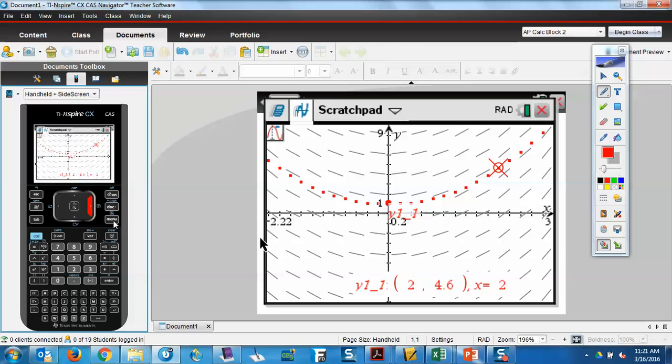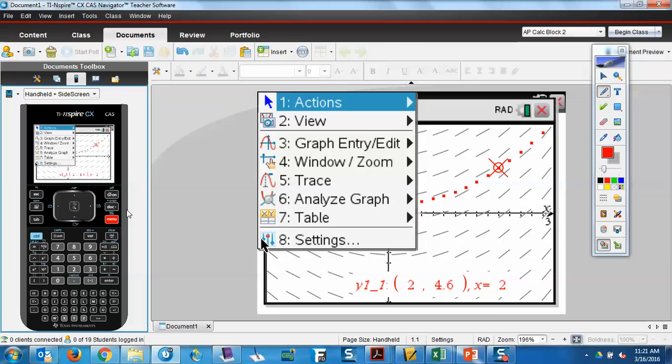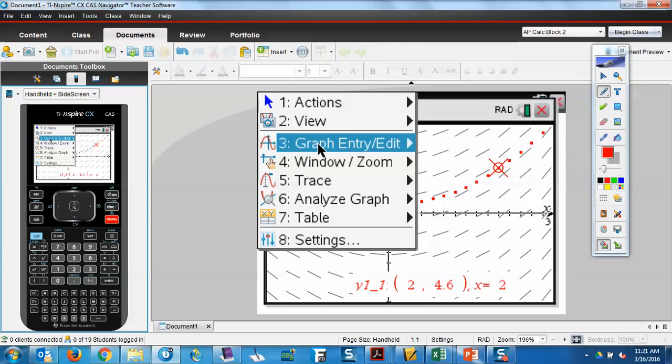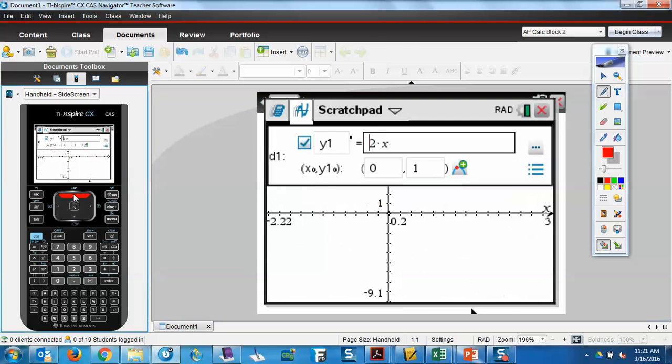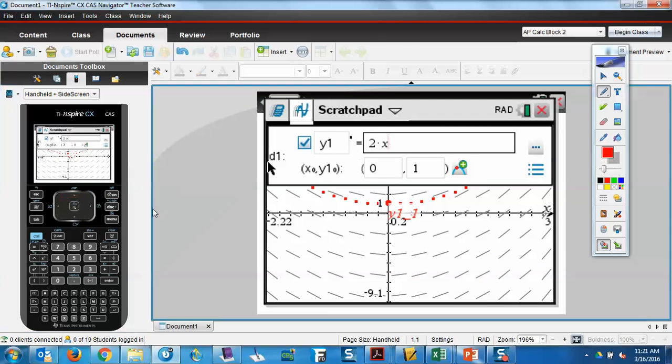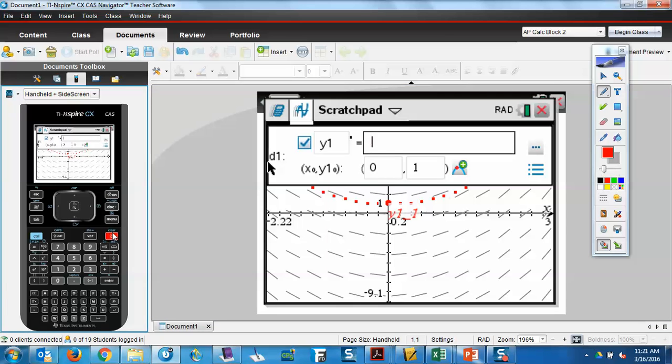So let's go to our menu. Let's go to our graph entry, differential equation. We still, of course, have this old one in, so we're going to have to get it out of there. So what do I want to type in here? Y1 prime equals what?